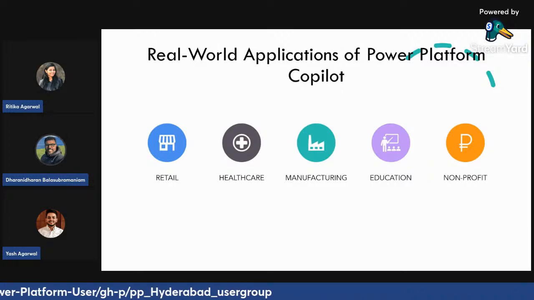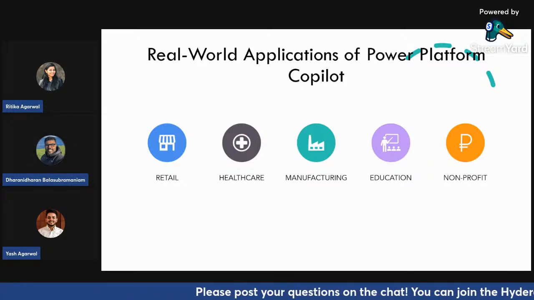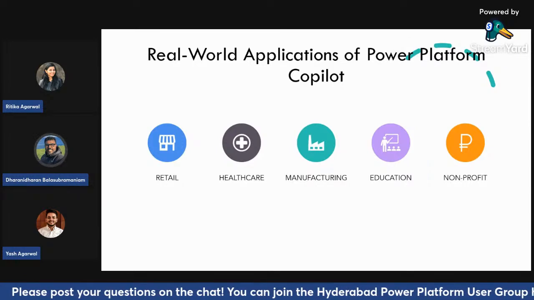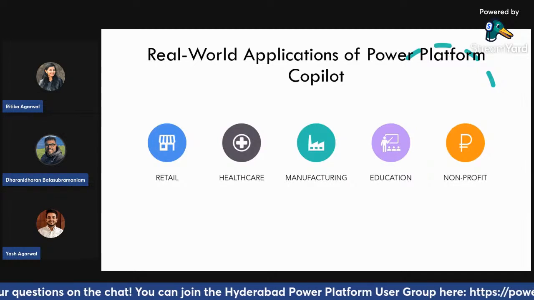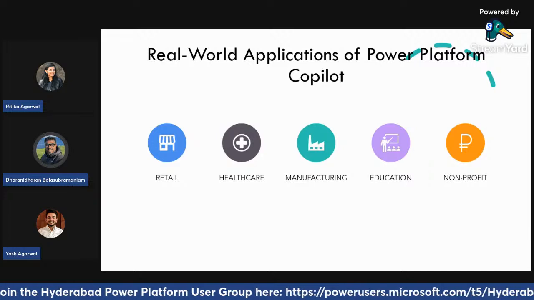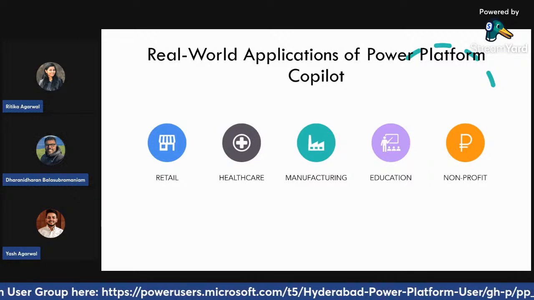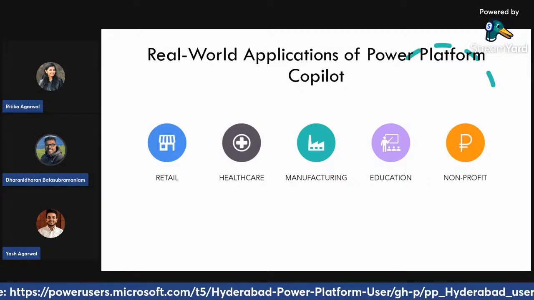And Power Automate is employed to streamline the ordering process, while Power BI provides insights into sales trends and product performance. And the retail industries are using all the capabilities inside the Power Platform, and it is giving the best results.